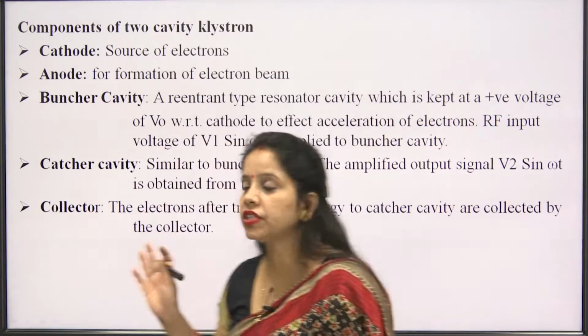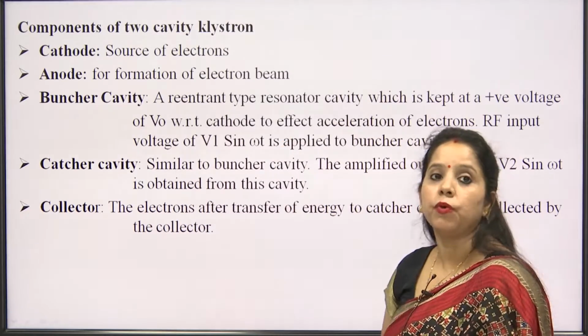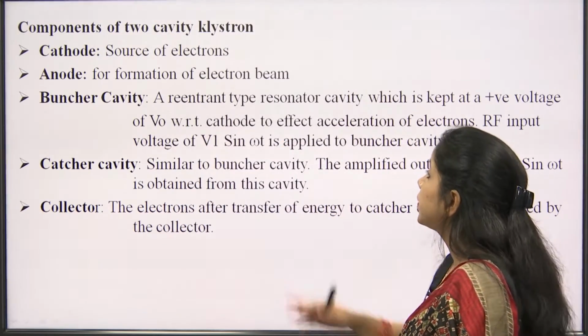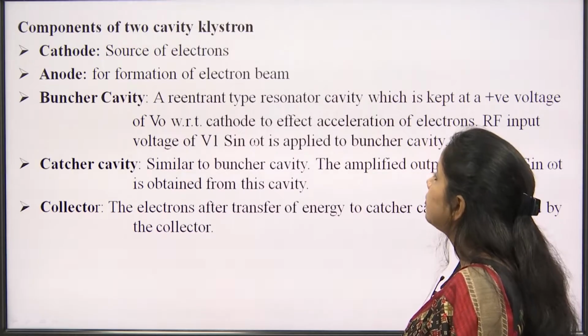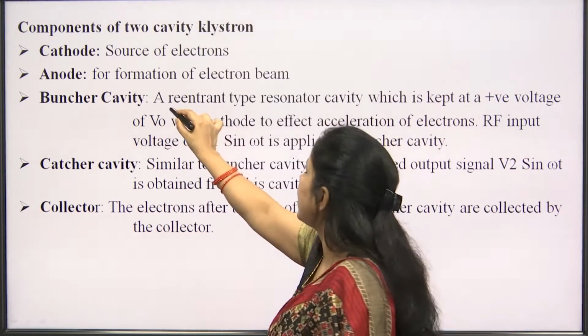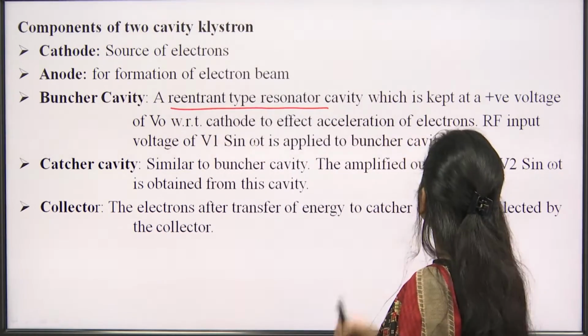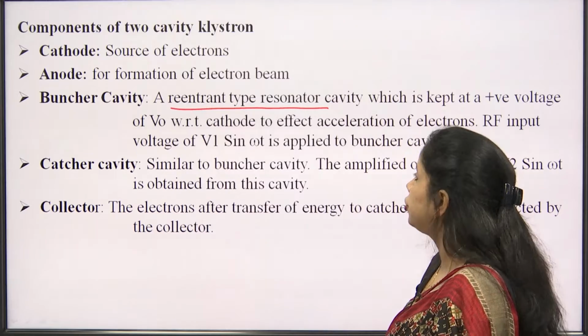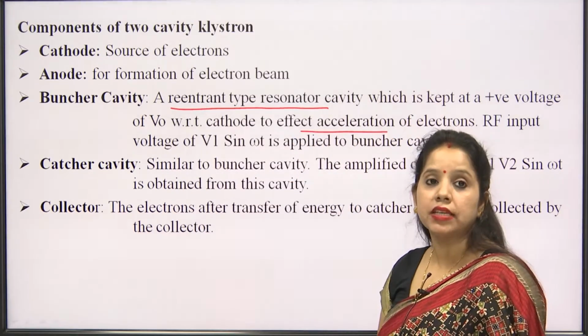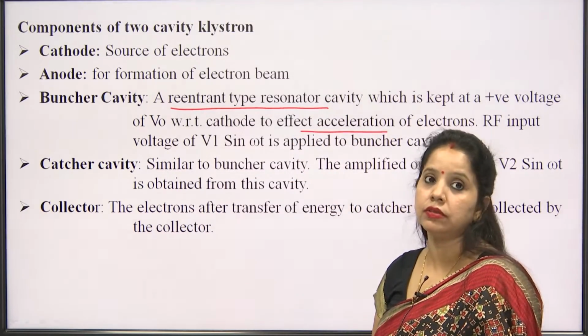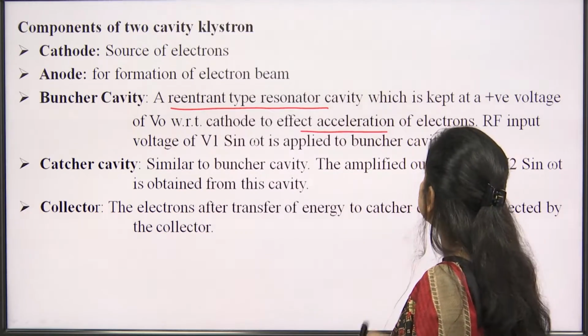Now again, just a recap of that. Cathode, what is the cathode? The source of electrons. Anode, for the formation of the electron beam. Buncher cavity, basically it is the reentrant type cavity which is kept at the positive voltage of V0 with respect to the cathode to effect acceleration. We will discuss how the velocity modulation is done in the next slides.